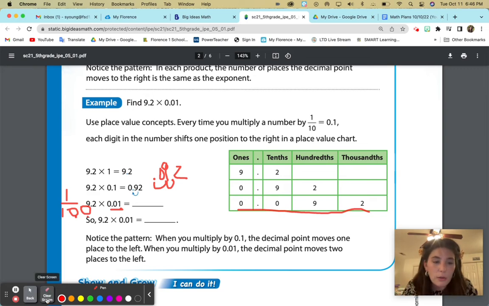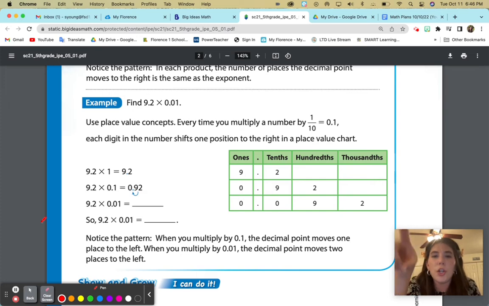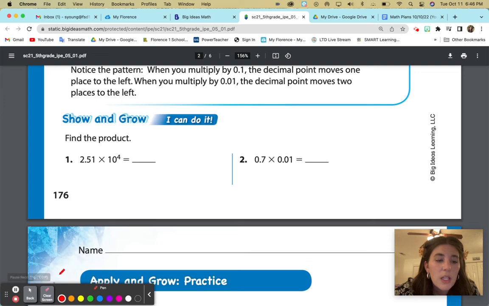All right, friends, so let's go ahead and do show and grow number 1. And then you're going to try some on your own. I want you to do your very best. All right, so I take that back. We're going to do show and grow number 1, and we're going to do show and grow number 2. Here we go.